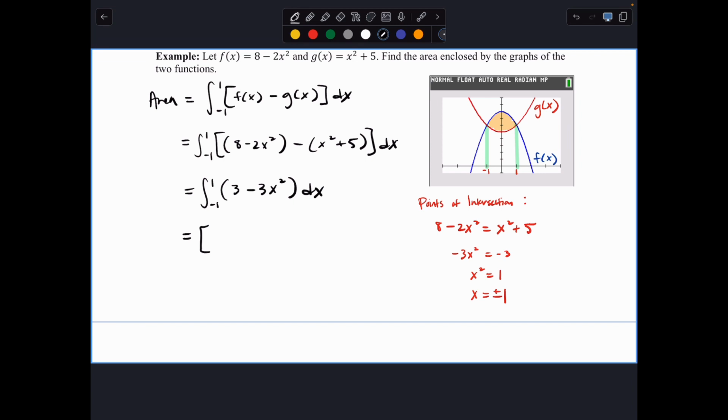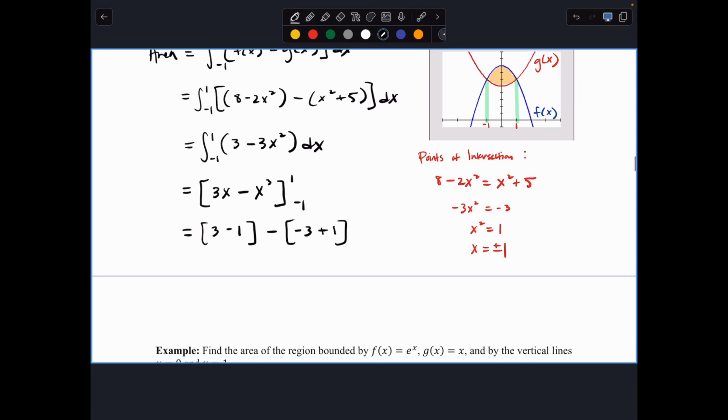And then when we integrate, that's 3x minus x cubed. And then applying the first fundamental theorem of calculus, what is that? 3 minus 1, minus 3 plus 1, which you can leave your answer as is if it's a free response, or that simplifies to 4.